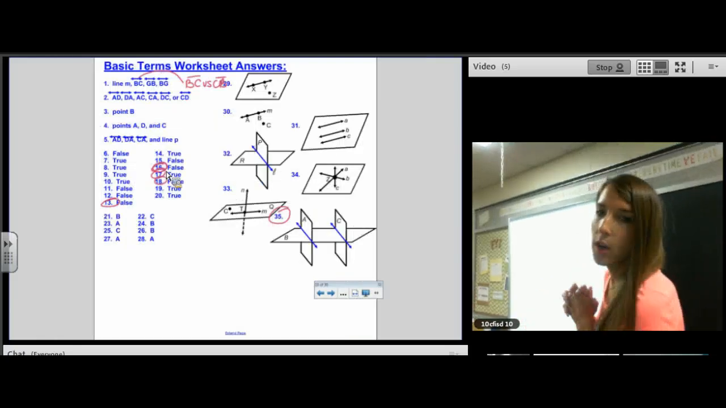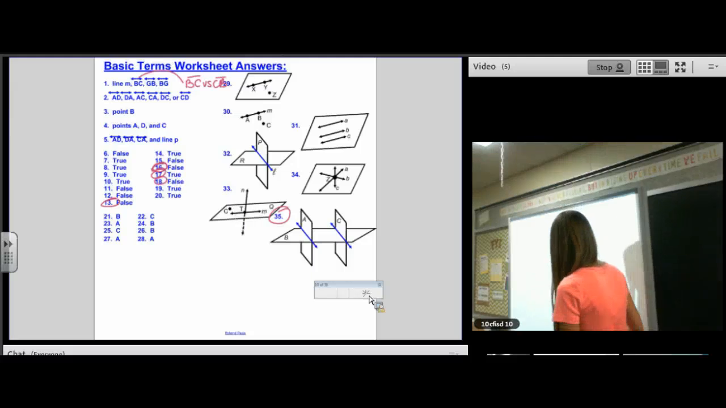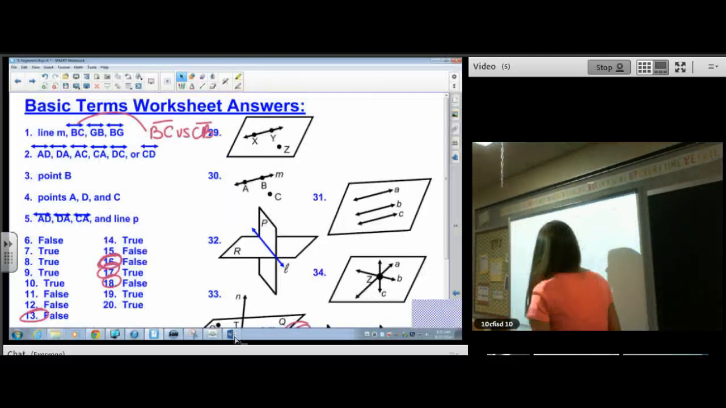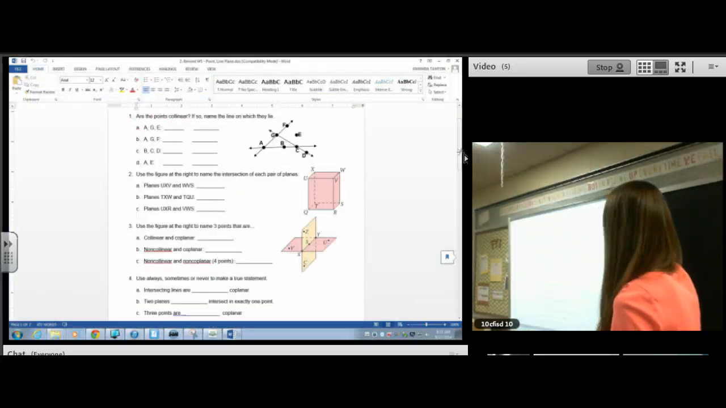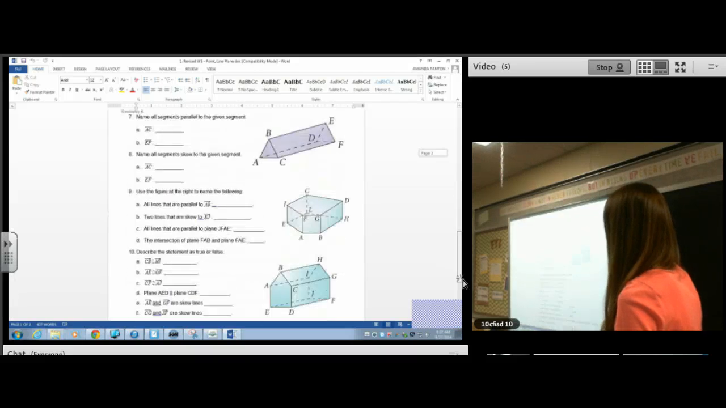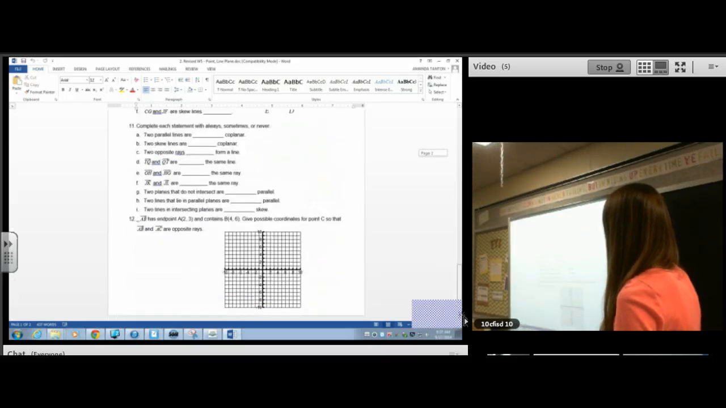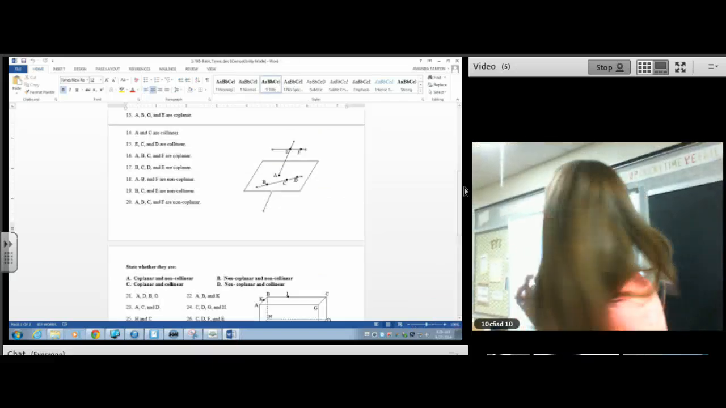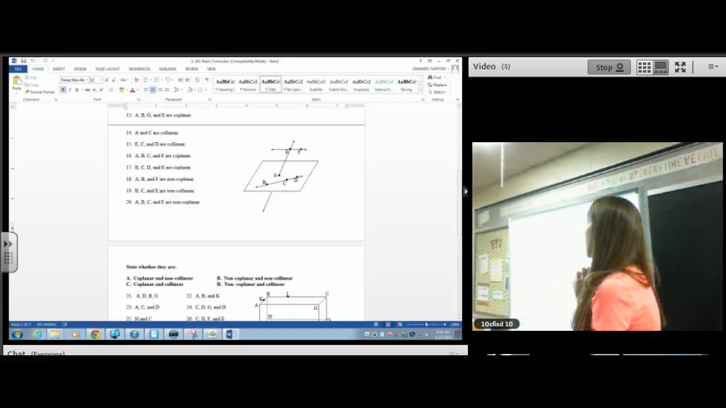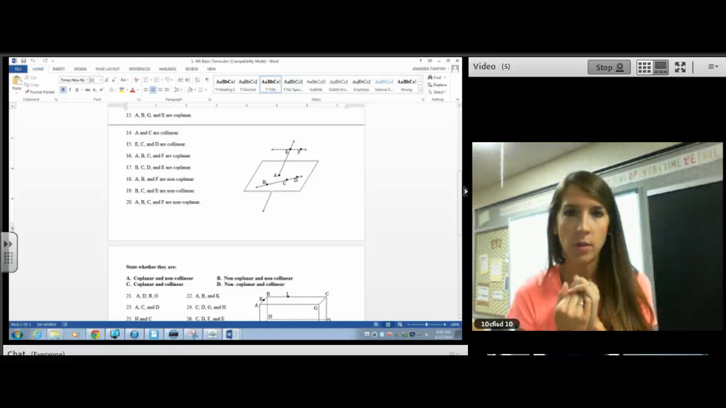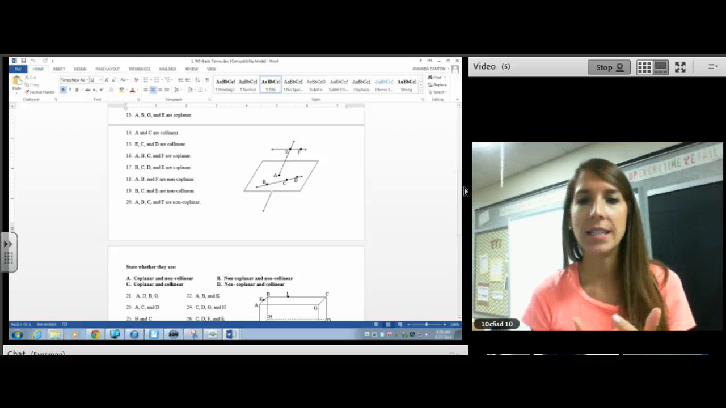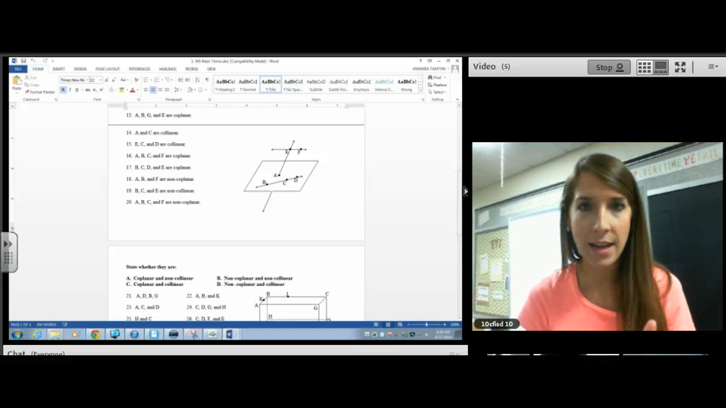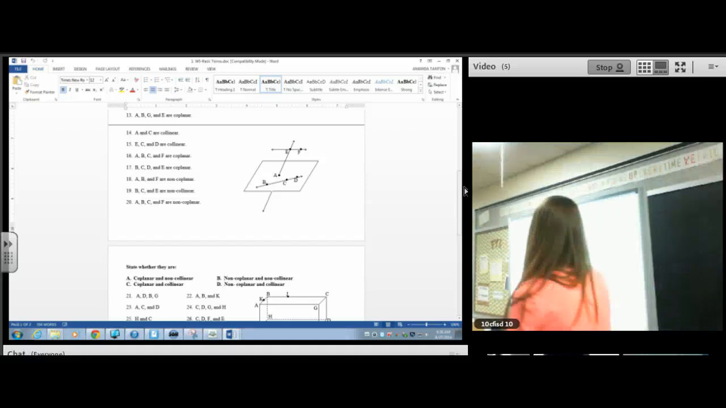Let's start by going over 16, 17, and 18. Ready? 16, 17, and 18. Okay. 16 says A, B, C, and F are coplanar. Remember, coplanar means I could put a plane through all four of those points. Let's take a look at where they are.